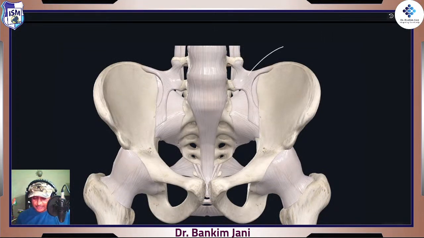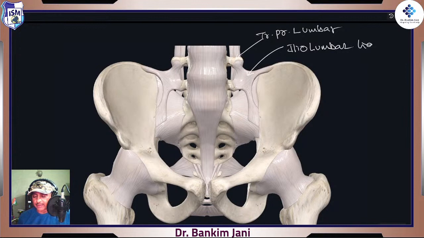Let's add a few more. See, over here, these are the transverse processes, right? These are the transverse processes of lumbar, correct? So from transverse process, this is also transverse process, this is also transverse process, and this is ilium, right? That is iliac crest, this is all ilium. So we'll call it ilio, and going towards lumbar, iliolumbar ligament, correct?